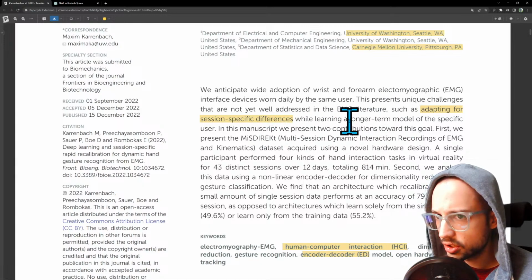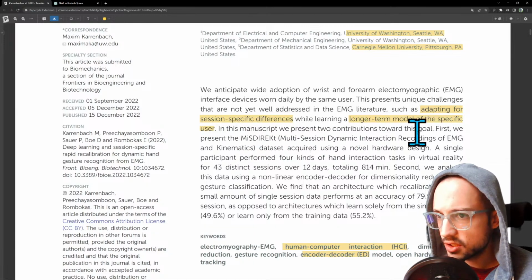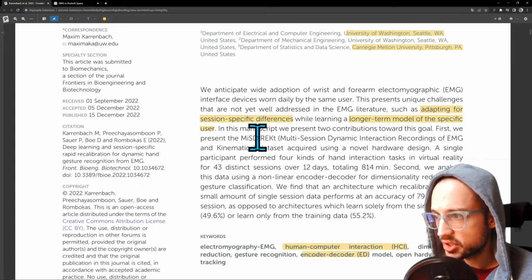While learning a longer-term model for the specific user. Okay, so we have some kind of lifelong learning here. In this manuscript, we present two contributions towards this goal. First, we present MiSDIRECT. What a weird name here. Multi-session dynamic interaction recordings of EMG and kinematics. Okay, so it's a data set.